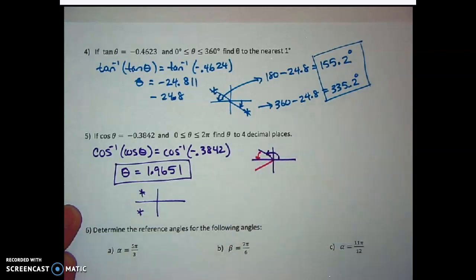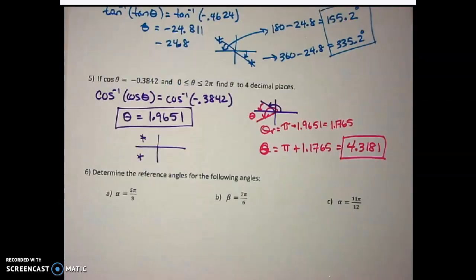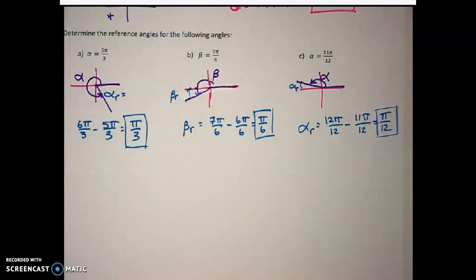We're going to need to know what this reference angle is. So 1.9651 is how far off of pi. That's going to be our reference angle. So I found my reference angle was 1.1765. Remember, my angle is pi plus whatever that reference angle is, so my other angle is that. I'm running out of time, so I want you to pause the video and write down all 3 of those reference angles. I hope these are the 3 reference angles you found.